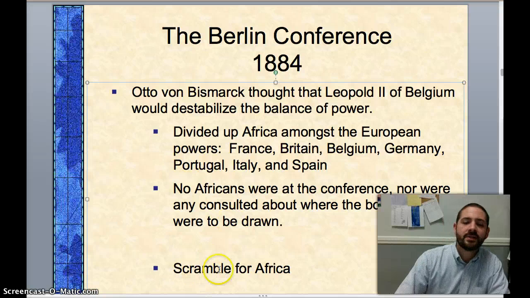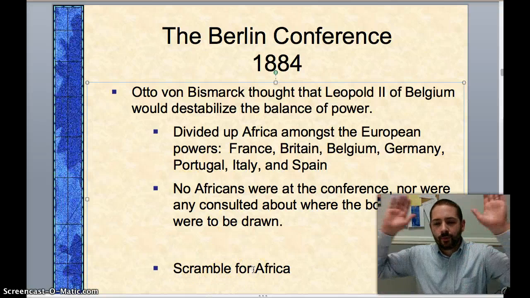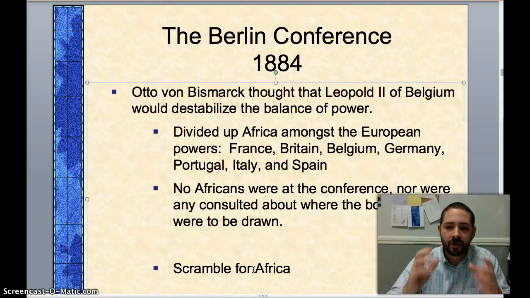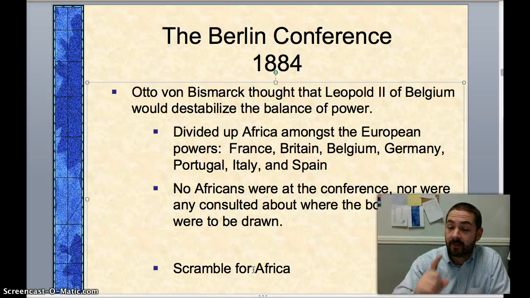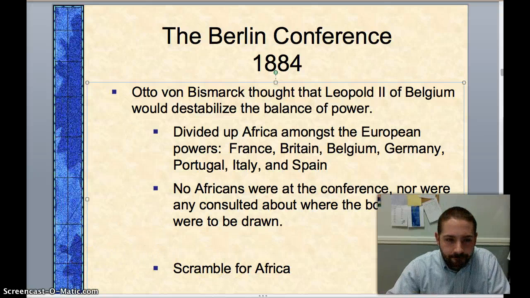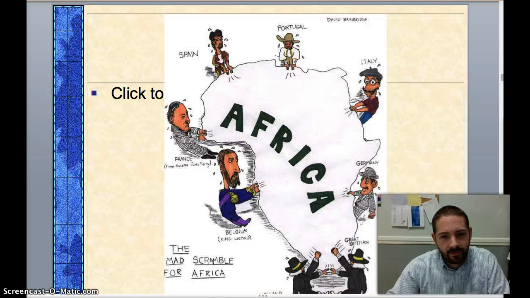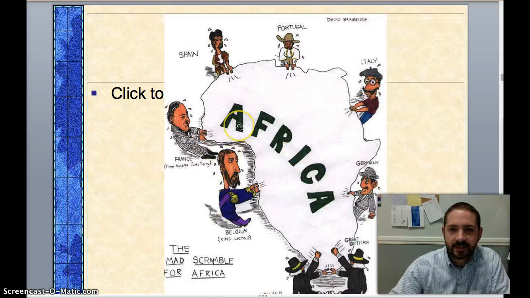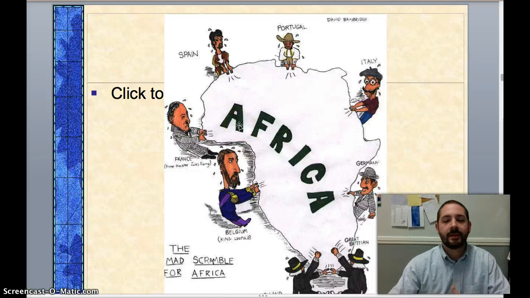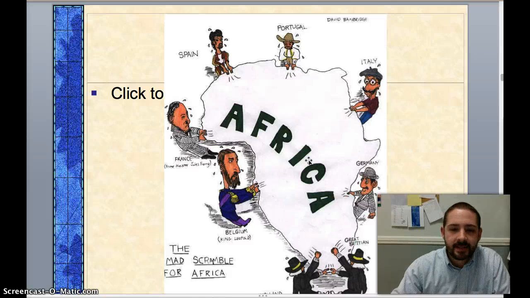So we call this the scramble for Africa. It causes people to flood to Africa to try and get as much land and the land that they are owed as quickly as possible. So this is a funny little cartoon about it. This is not a contemporary cartoon. This is a cartoon made, I believe, in like 2003 or something like that. So it's obviously not from the 1880s, but it is kind of funny.